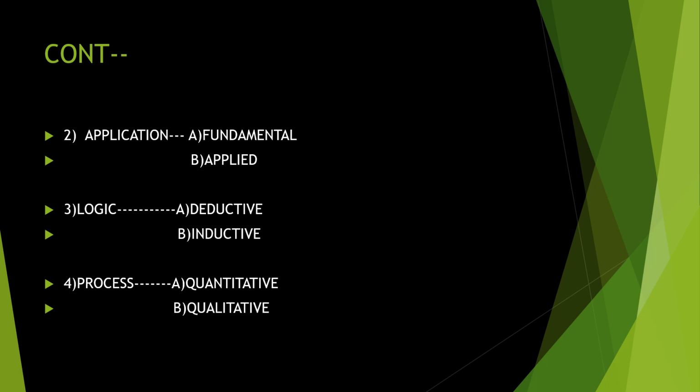According to objectives, 5 types are there. According to the application, two types of research are there. According to logic, two types of research are there. According to process, two types of research are there.